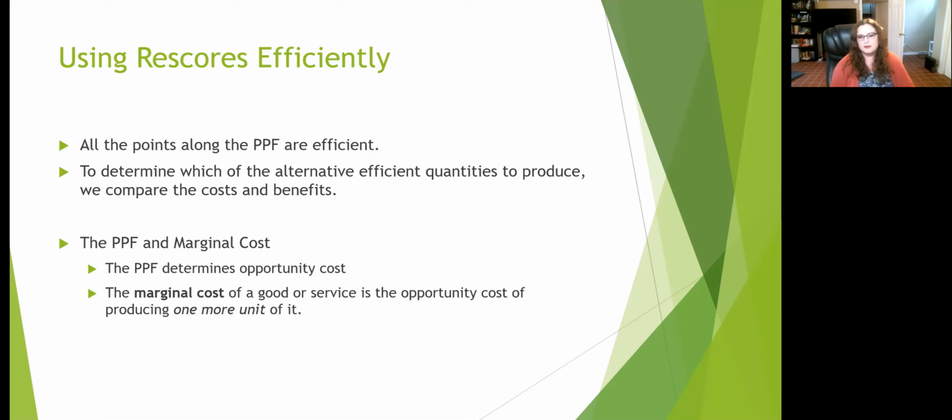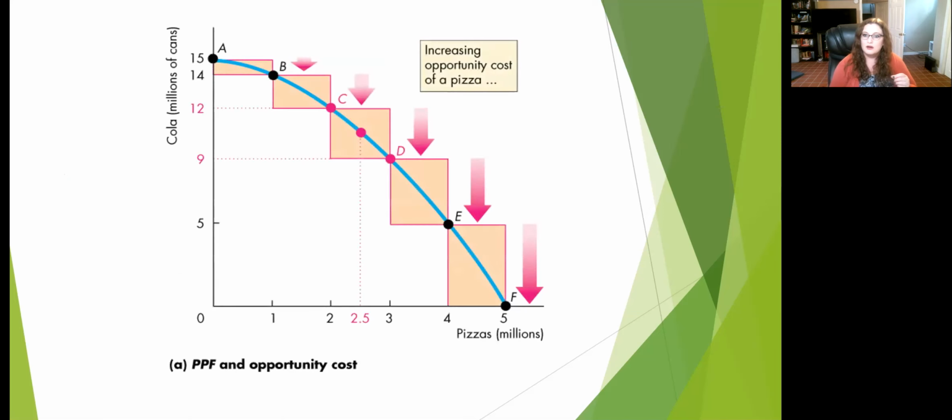So the production possibility frontier is going to determine our opportunity cost. It's what we have to trade off to move along that curve, right? The marginal cost of a good or service is the opportunity cost of producing one more. So I've been saying this on and off, but let's look at what this opportunity cost actually is.